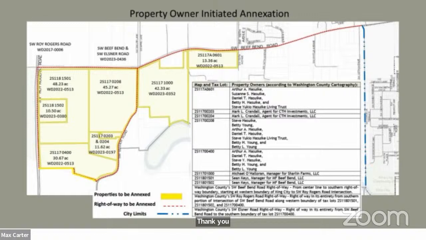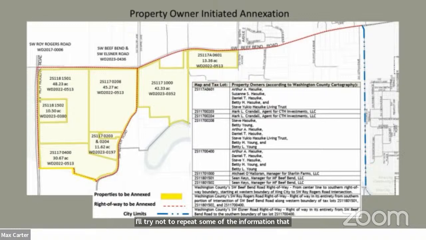Stacy Connery with Pacific Community Design again. Thank you guys for your attention today, and thanks staff for the staff report. Again, very, very thorough, and I appreciate that. It makes my job a lot easier standing and presenting the proposal. So I'll try not to repeat some of the information that you've already heard.